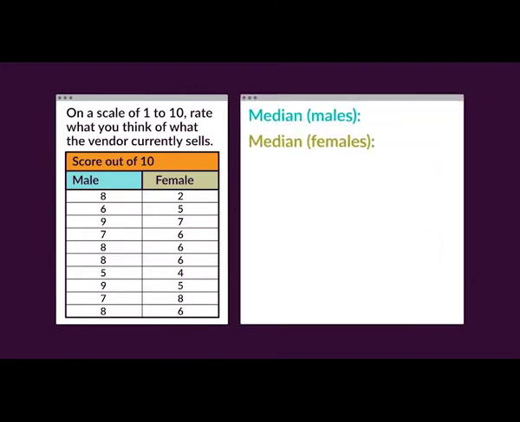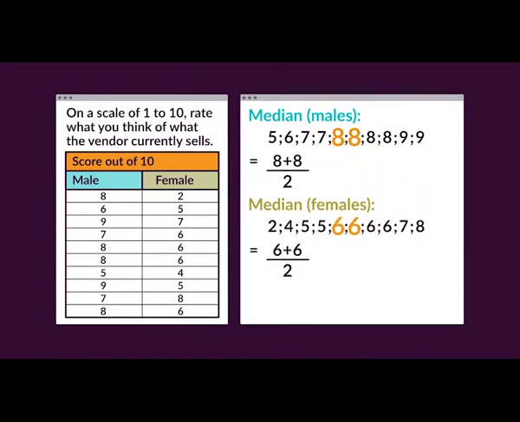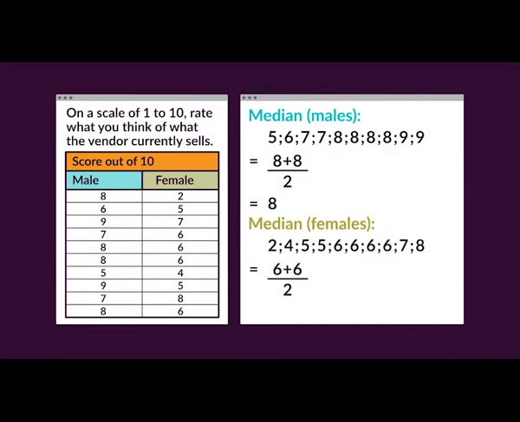On to the median, for which we first arrange the data points from smallest to largest, and then find the middle number. If you have an even number of data points and end up with 2 middle numbers, the mean of these numbers is the median. So 8 for the males and 6 for the females.